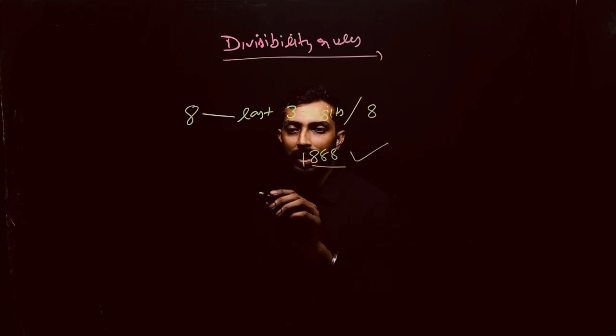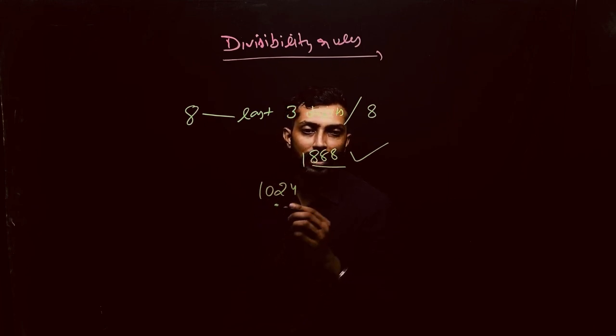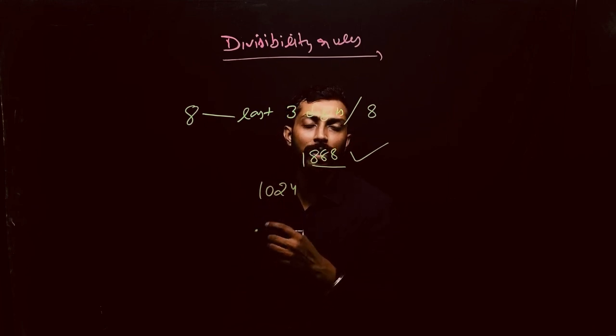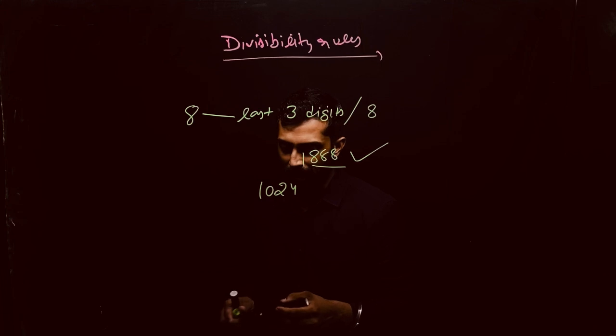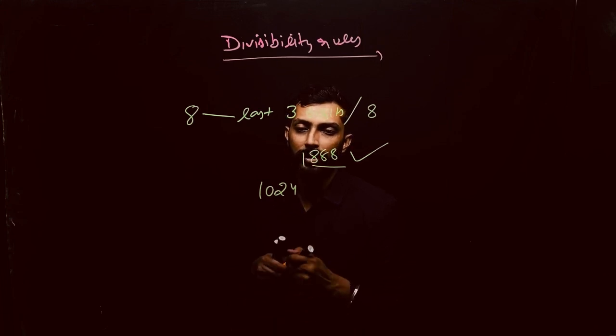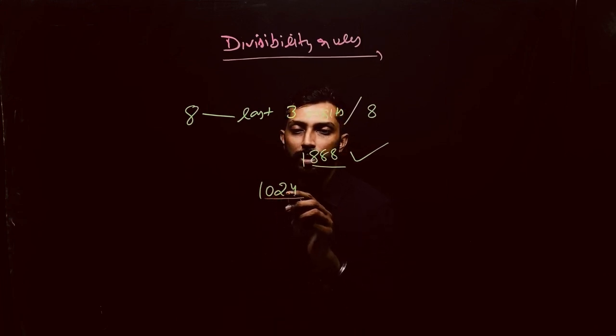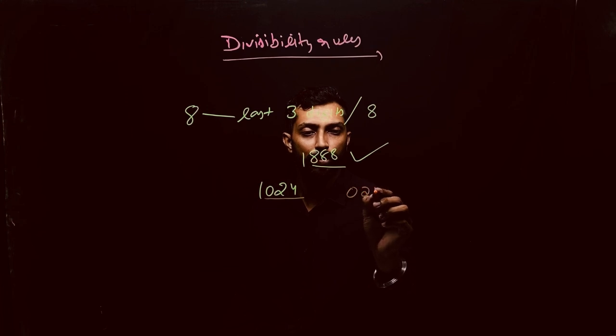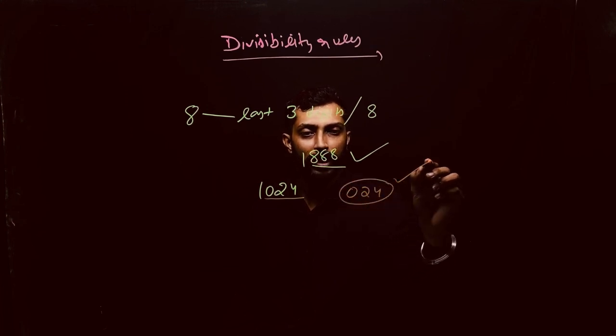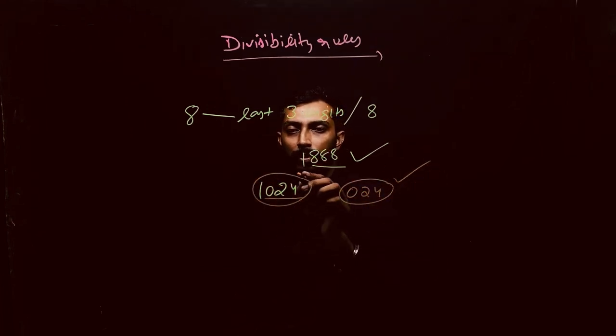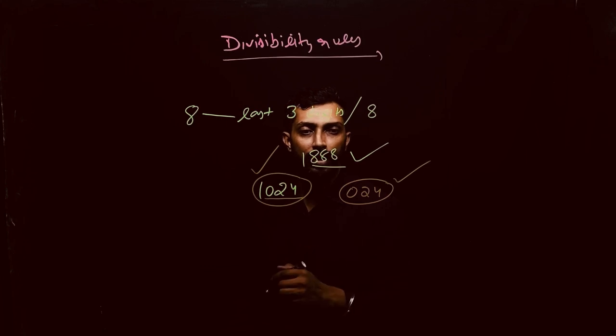Another example we can take is 1024. Is this number a multiple of 8 or not, or divisible by 8 or not? Just check the last 3 digits. We can say the last 3 digits are 0, 2, 4. So 024 is a multiple of 8. Yes, so 1024 is a multiple of 8.